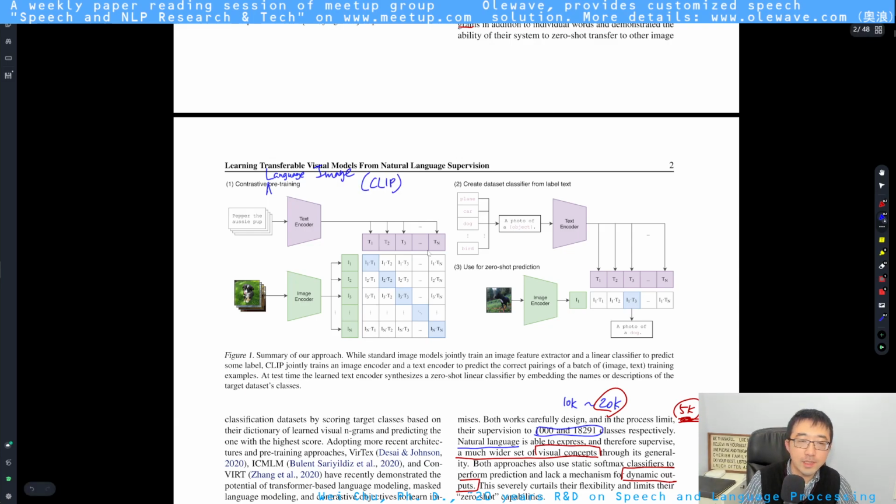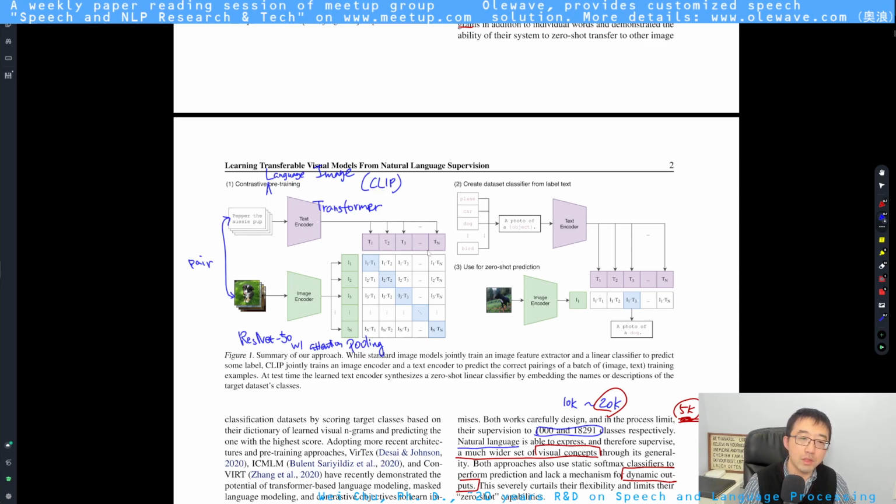CLIP. And you can see that this is text and this is an image, a pair. The text is paired with the image. This is a pair. The text is sent into a text encoder. The text encoder is just a transformer encoder. Very straightforward, right? And the image encoder, as they mentioned, is a ResNet 50 with attention pooling. I think it's fairly straightforward.